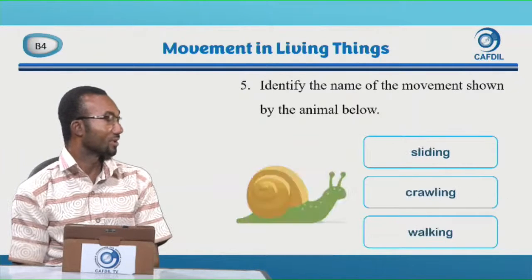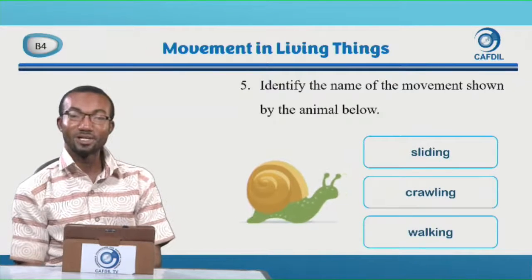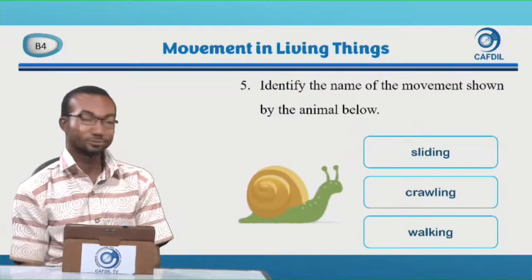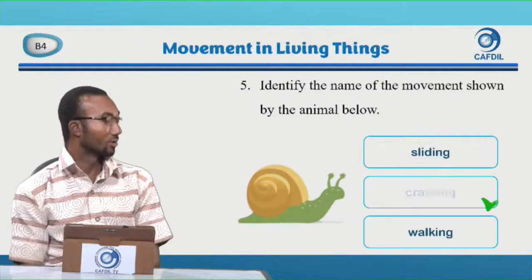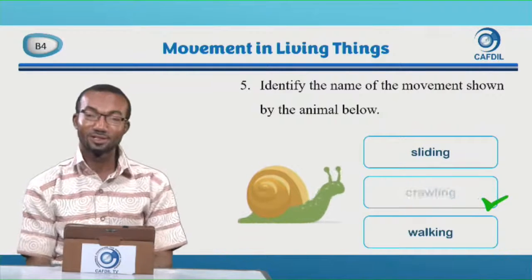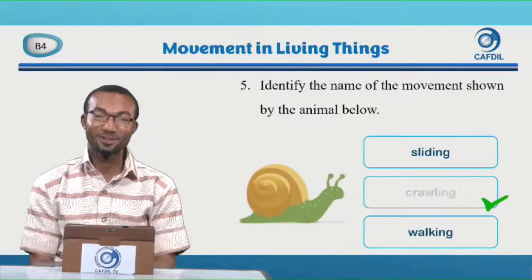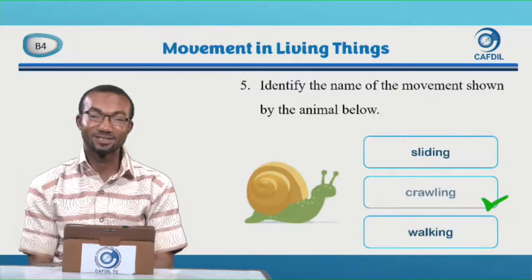And five, the snail. What kind of movement is made by this snail? Sliding, crawling, walking. Good, crawling. Good. Kate, you have all done well. You had all the answers right. So today you have learned about movement in living things.